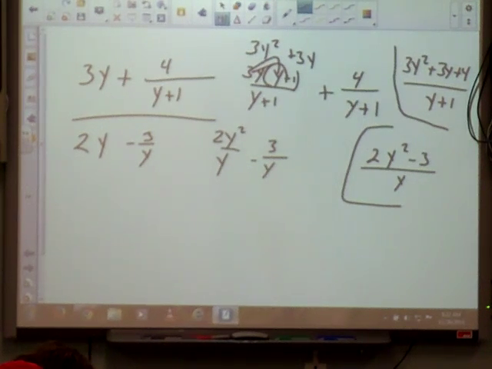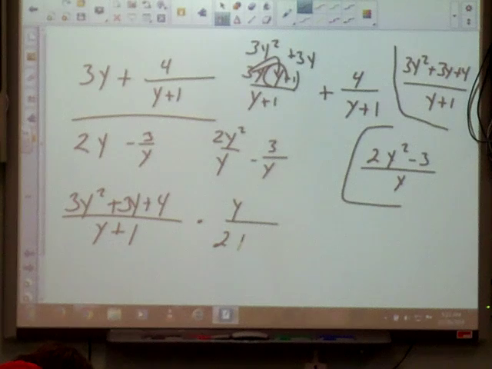Now we're ready for multiplying by the reciprocal, your keep change flip. So I'm going to have 3y squared plus 3y plus 4 over y plus 1. I keep that one like it is. Change into a multiplication. And flip the other one: y over 2y squared minus 3.